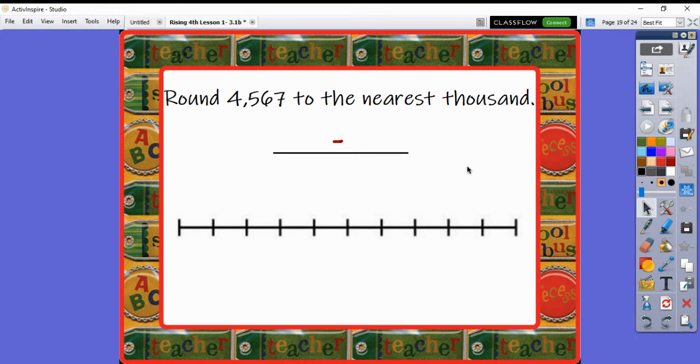All right, see if you can round this one on your own. Round 4,567 to the nearest thousand. Press pause to draw yourself a number line. Press play again when you're ready to check your work.